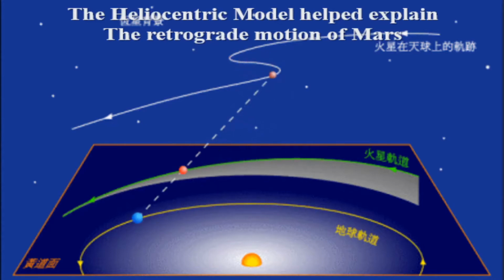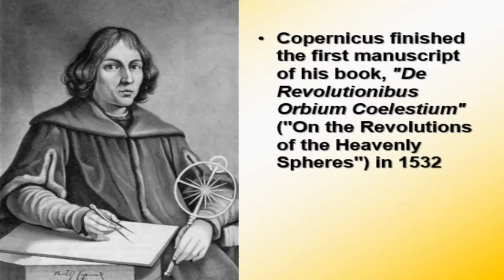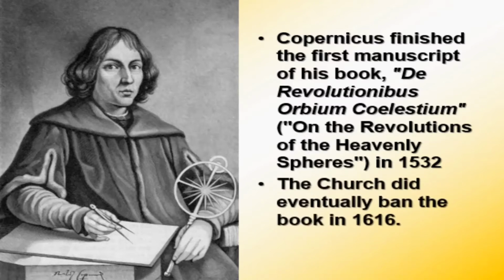Okay? Alright, and Nicholas Copernicus came up with his book entitled On the Revolutions of the Heavenly Spheres. And by eliminating the use of epicycles in his model and contradicting Claudius Ptolemy, the church did eventually ban the book in 1616.